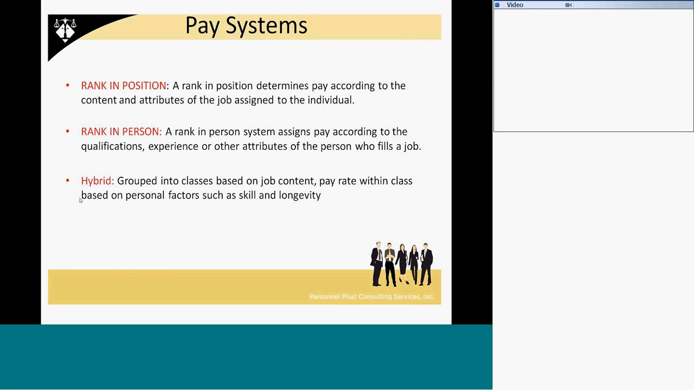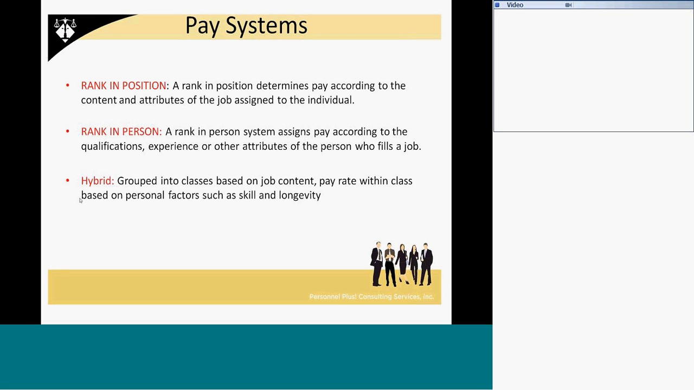Rank and person, you see that in the military, you see it in education, and a couple other industries. For example, in the military, you get paid to be a sergeant or a lieutenant or a colonel, not based on what you're actually assigned to do. Similarly, if you're a school teacher, you get paid based on whether you have a BA or a master's, primarily, and only secondarily how many classes you're teaching or factors like that.